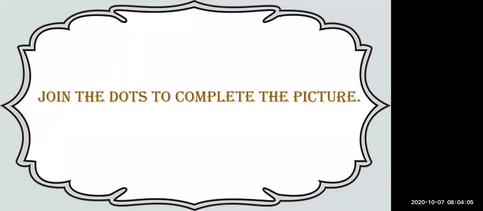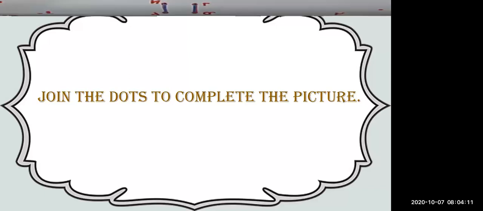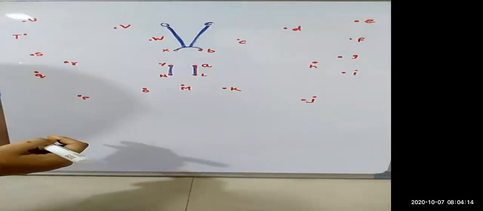Yes, so I have a fun activity for you today. I hope that you will definitely enjoy. And the name of the activity is join the dots to complete the picture. Can you see the letters on the whiteboard, children? Do you have any idea what we are going to do now? We are going to join the dots, but not in random manner. We are going to join the dots in alphabetical order. So after joining all the dots, we will see what picture will form. So let's start the activity now.